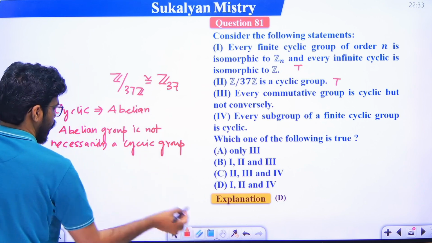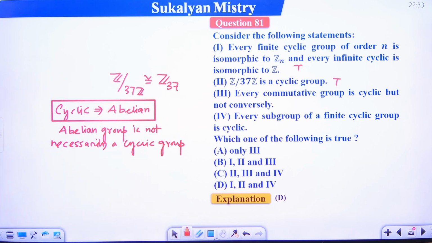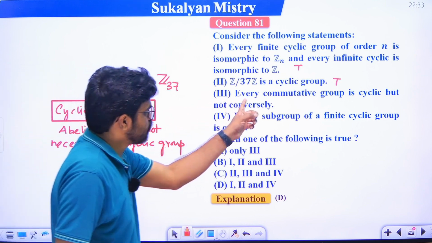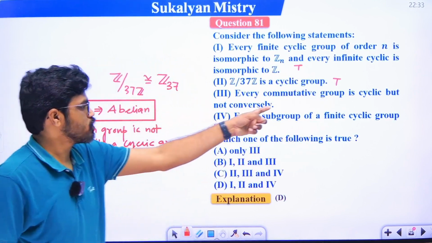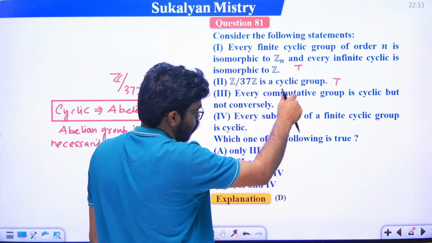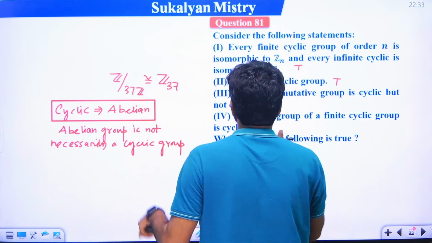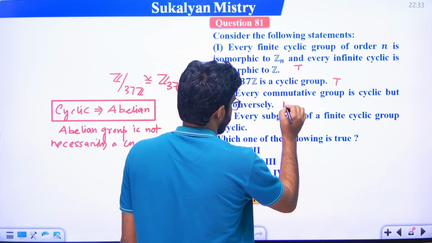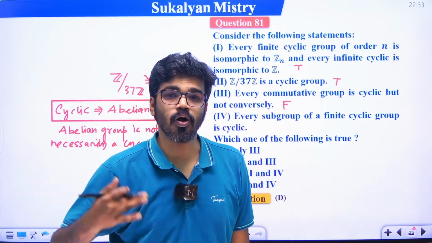If a group is cyclic, it must be abelian, but the converse is not true, that is, abelian does not necessarily imply cyclic. So the statement "every commutative, that is abelian, group is cyclic" is false. Every cyclic group is abelian, but not every abelian group is cyclic.